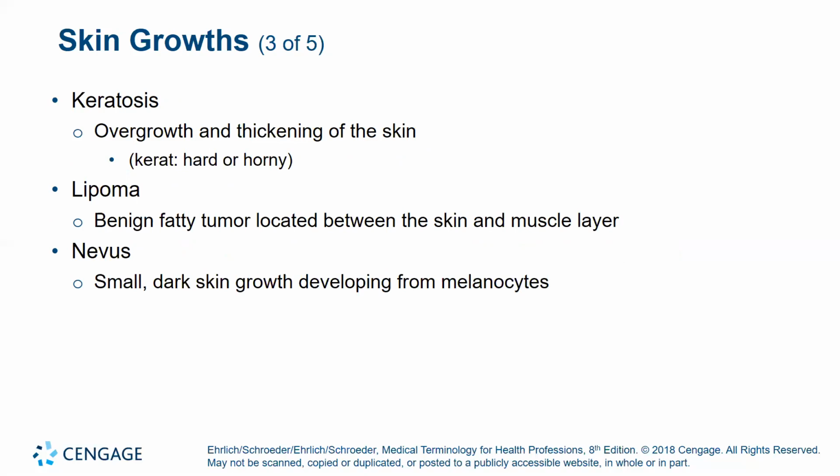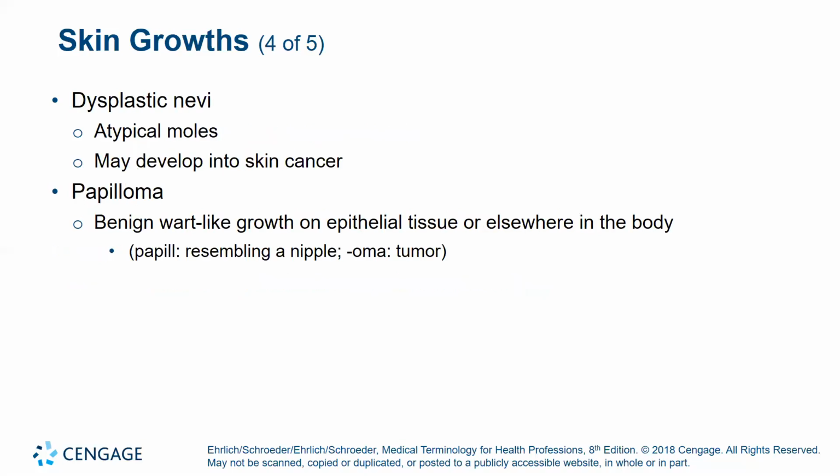Nevus is a small, dark skin growth developing from melanocytes. Dysplastic nevi, this is just a typical mole. They may develop into skin cancer. Papilloma, looking at this term, papilla is resembling a nipple, oma is tumor. So this is a benign wart-like growth on the epithelial tissue, or elsewhere in the body you may find it also.